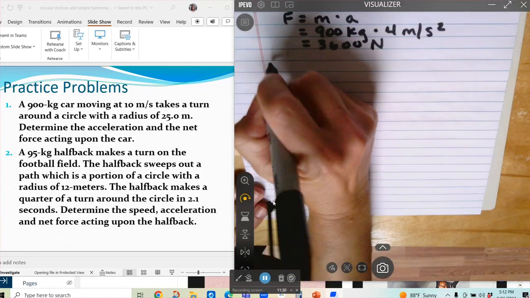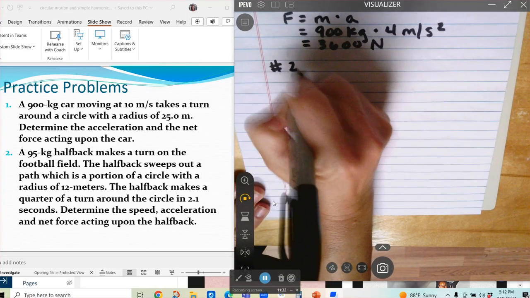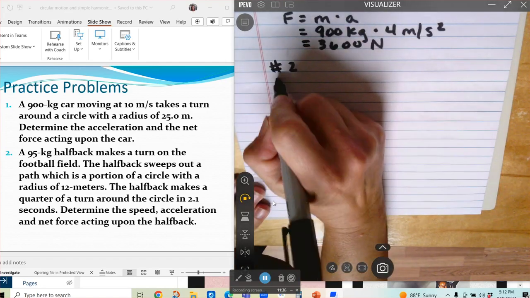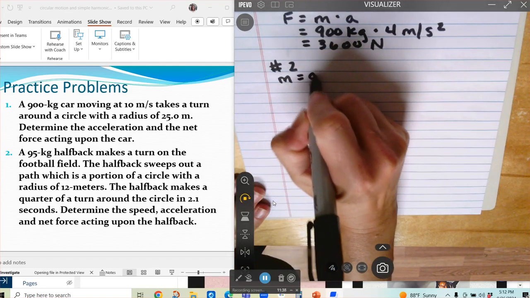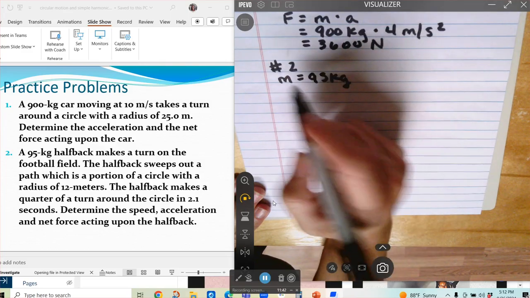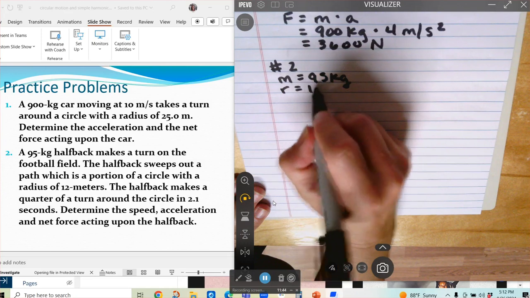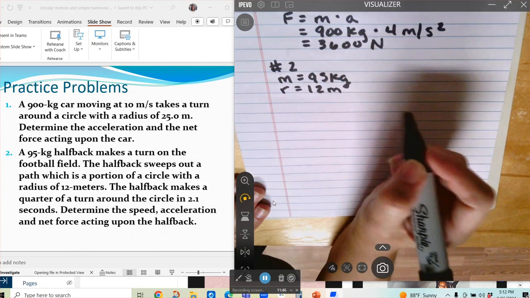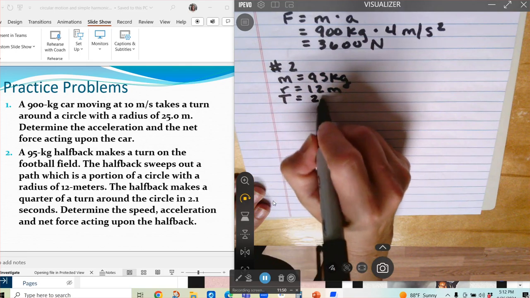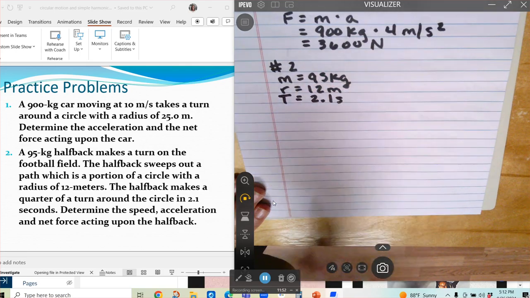Now let's look at problem number 2. Okay, problem number 2, let's go ahead and pick out our variables. We have a mass of 95 kilograms. We have a radius of 12 meters. And our period this time is 2.1 seconds.